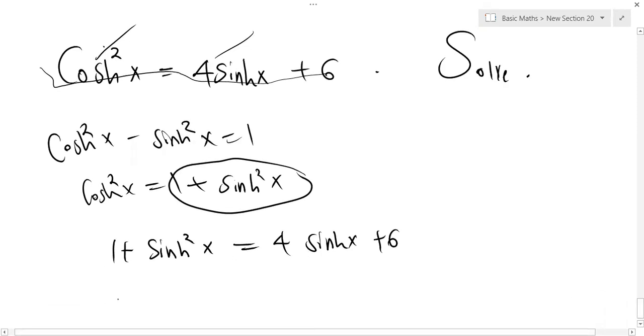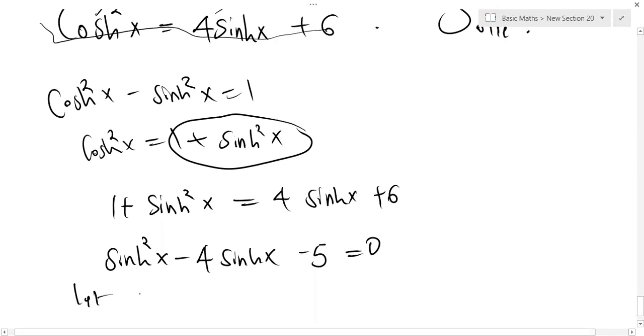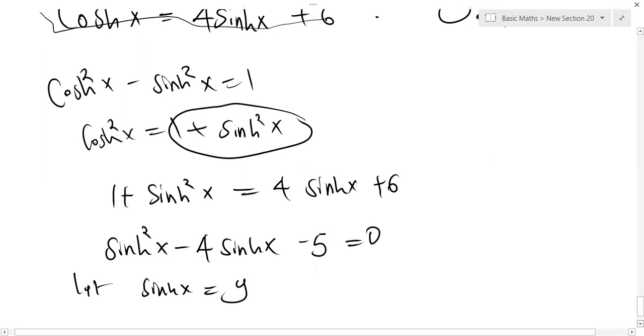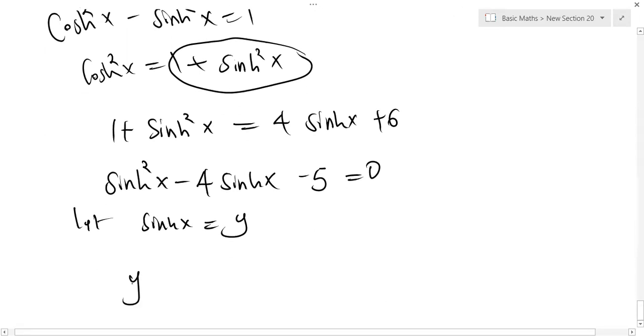Okay, so rewriting this: sinh squared x, bring this to the other side, we have minus 4 sinh x. Bring the 6 to the side, it will be 1 minus 6, so that will be minus 5, equal to 0. And then we let sinh x be equal to, let's say, some y. So rewriting the equation, it will be a quadratic equation: y squared minus 4y minus 5 is equal to 0.